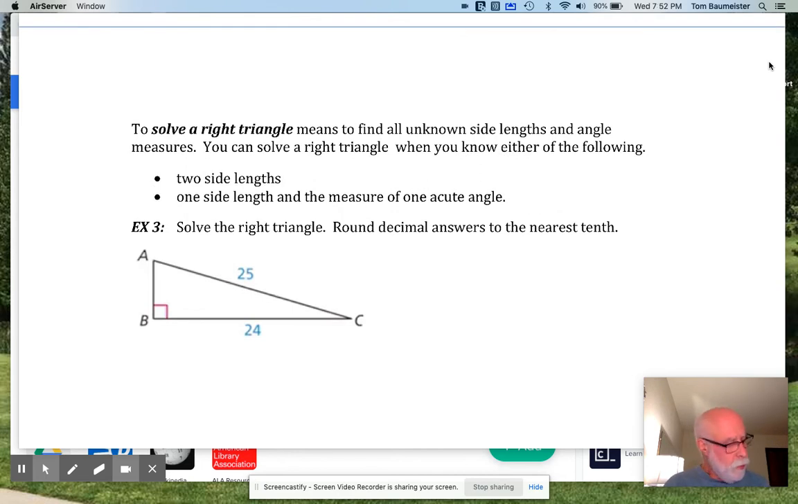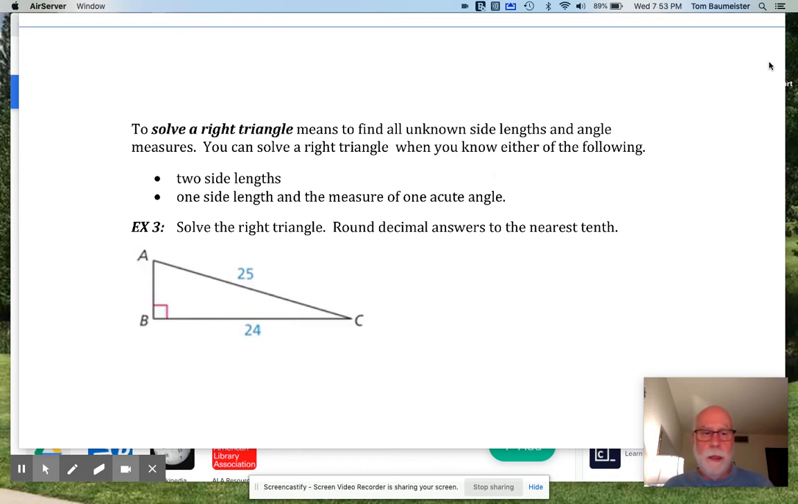So now the last couple here, to solve a right triangle. When it tells you to solve a right triangle, you have to find all the unknown sides and angle measures. You can solve a right triangle when you know either of the following. The first one, if you know two side lengths, and the second would be one side length and the measure of one of the acute angles. All right? So I'm going to give you an example of each one of those.